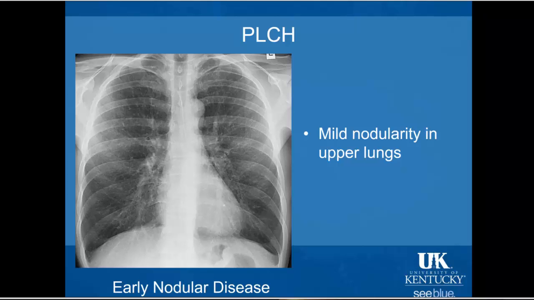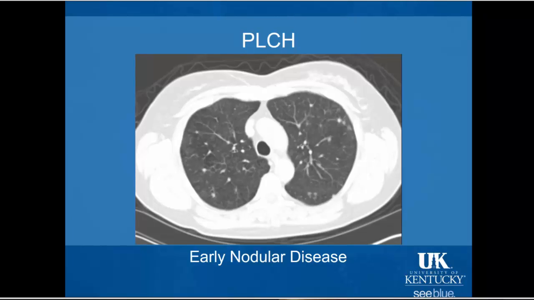If you're going fast, you may even call this examination normal, but there's a very slight, subtle abnormality in the upper lungs, small little nodules. On CT, we see the abnormality much better. Again, a few sparse little discrete nodules. There's a little bit of emphysema telling you that this isn't a smoker, and this turned out to be PLCH.